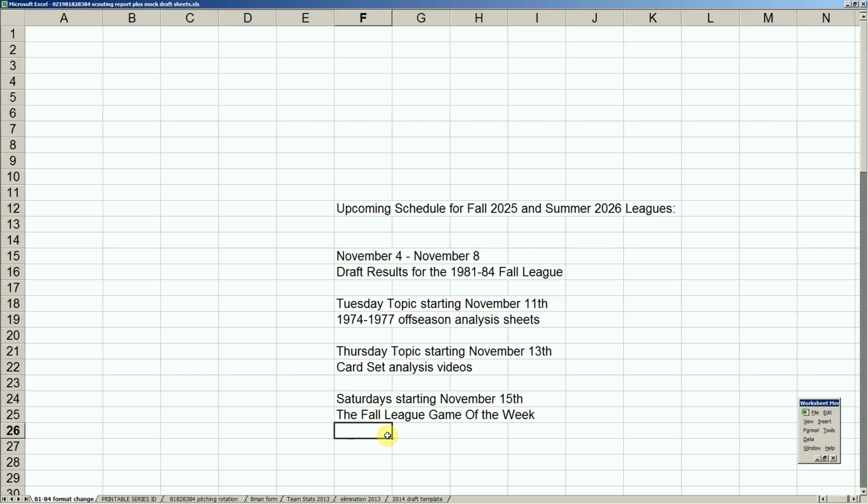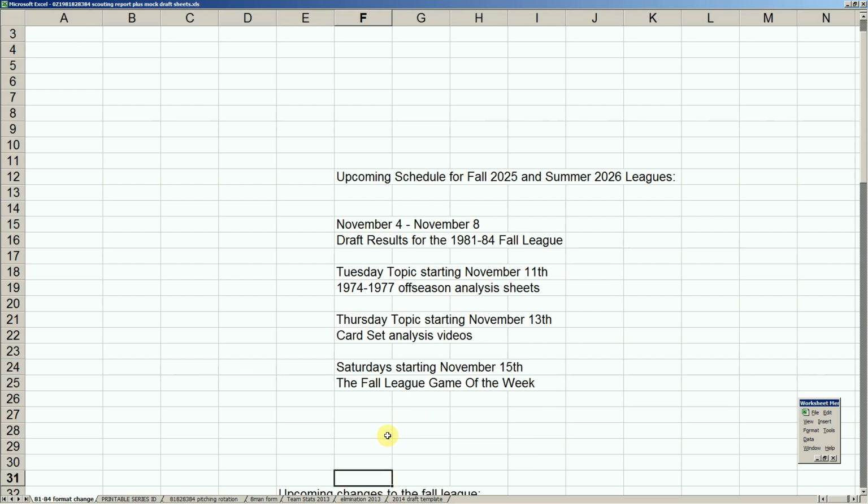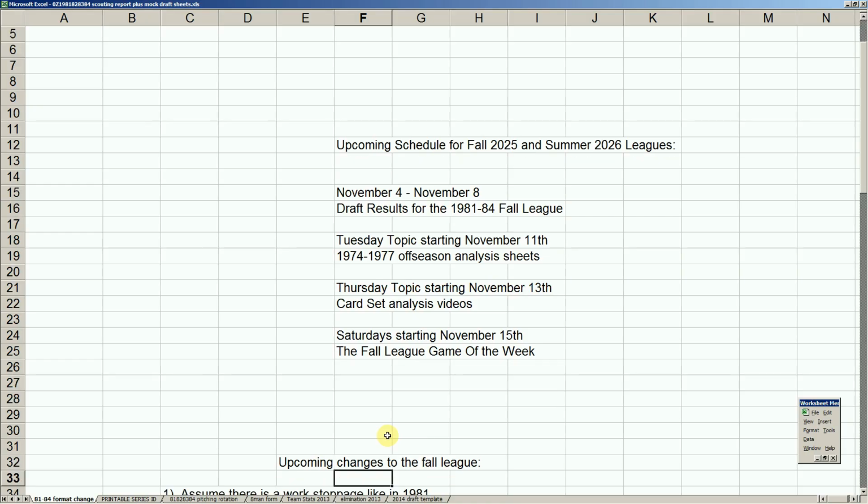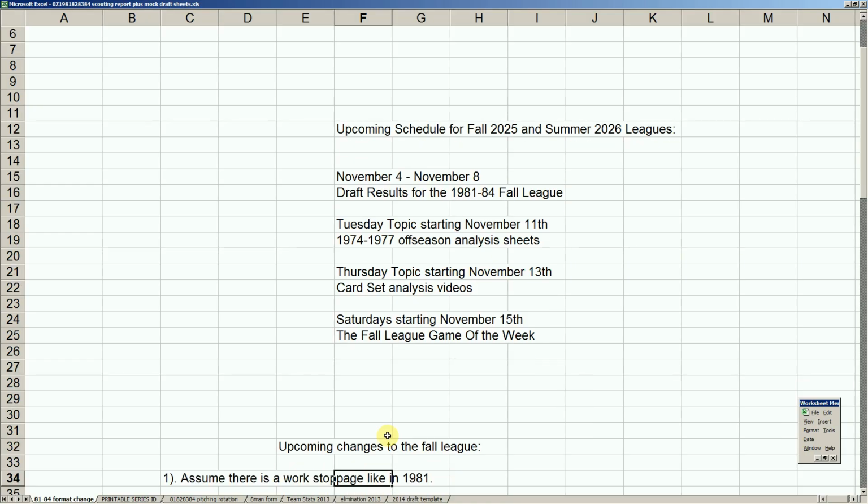But there is a very interesting wrinkle on the Fall League. Upcoming changes to the Fall League. So here we go. This is a pretty deep topic here. The Fall League is often a place where I experiment. The Summer League is a higher standard of roster assembly, oversight, the role of a commissioner, the broadcasting itself, the gameplay itself, the rules.